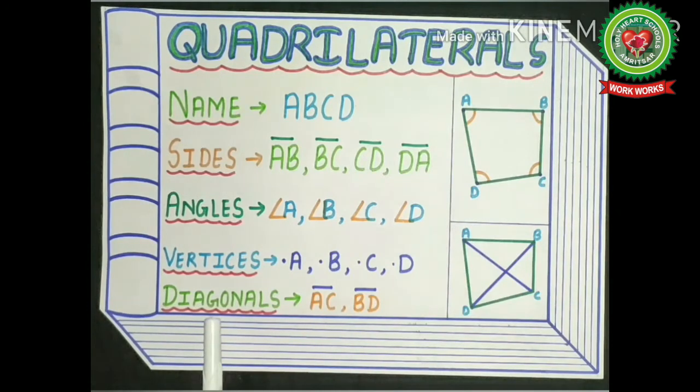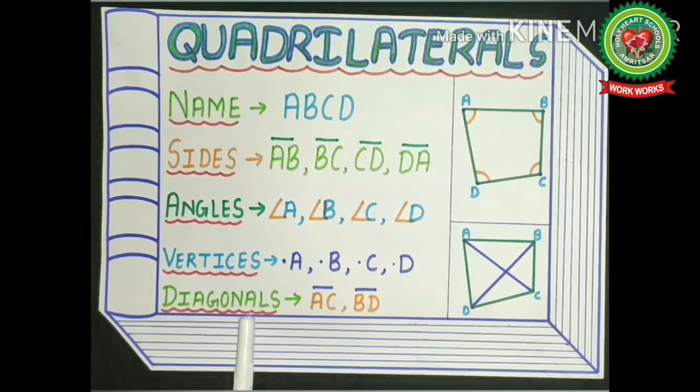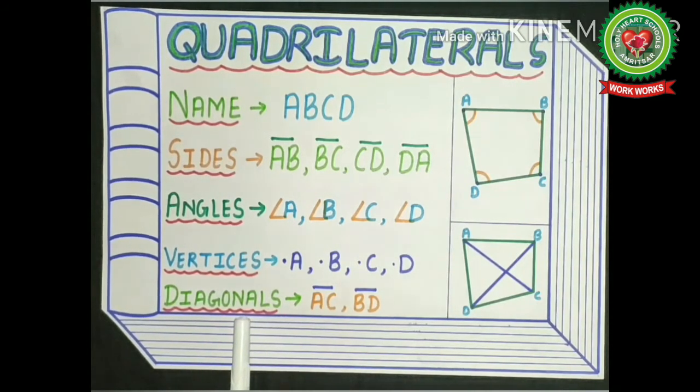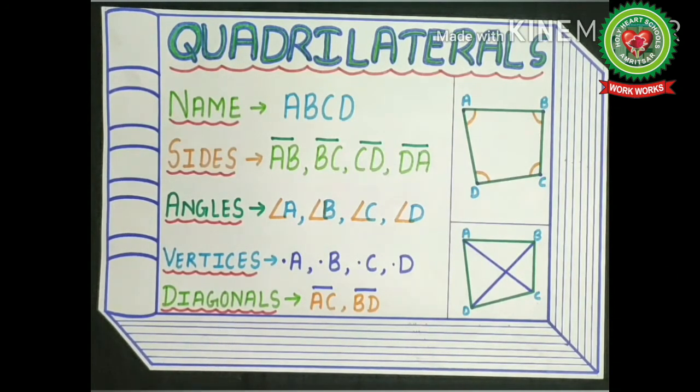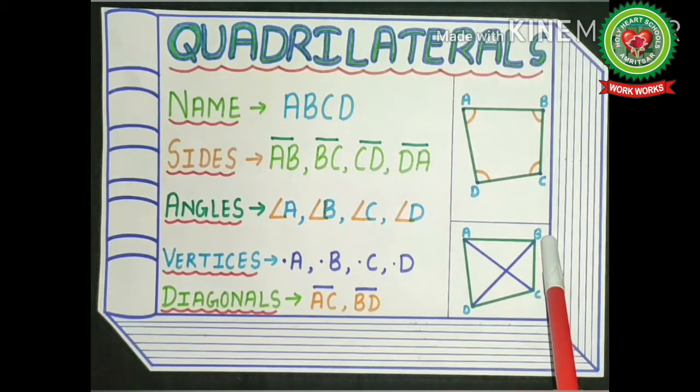Next is, how many diagonals are there in a quadrilateral? A quadrilateral has 2 diagonals. Students, what is the meaning of diagonal? The line segment joining the opposite vertices of a quadrilateral is called a diagonal of the quadrilateral. Now here, opposite vertices A and C, so AC is the first diagonal. The second opposite vertices are B and D, so the second diagonal is BD.